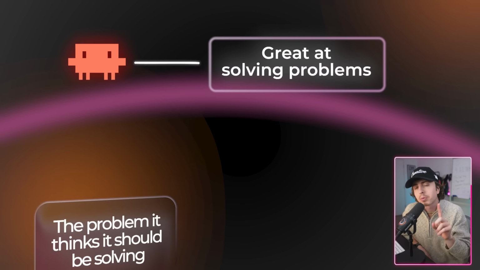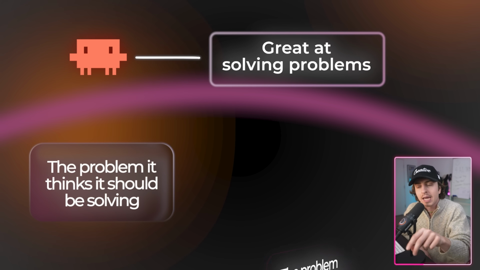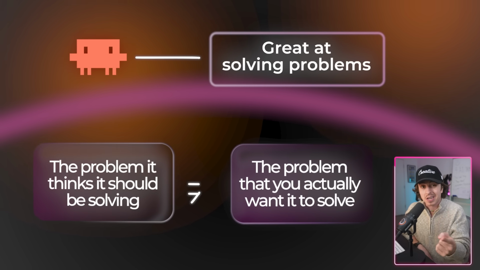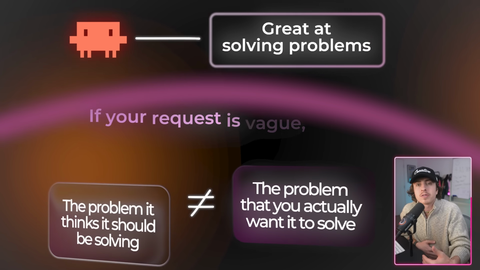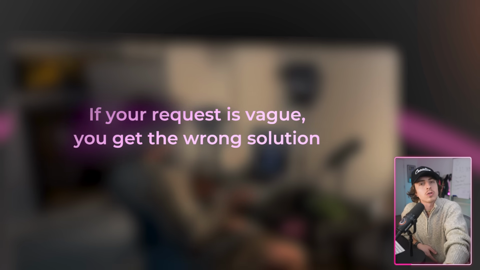And yes, AI is great at solving problems, but the problem it thinks it should be solving and the problem that you actually want it to solve aren't necessarily the same thing. If your request is vague, you get the wrong solution. And then you spend hours debugging something that you could have avoided from the start. And generally speaking, AI is set up to solve problems as quickly as possible, not necessarily correctly. So you may think a problem is solved, but it didn't actually solve what you wanted it to solve.